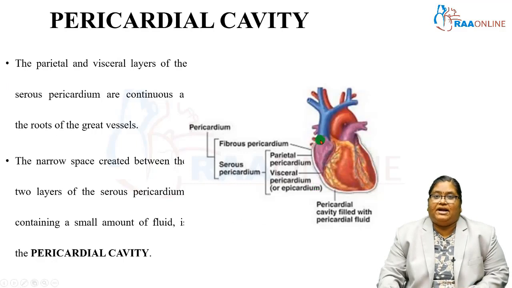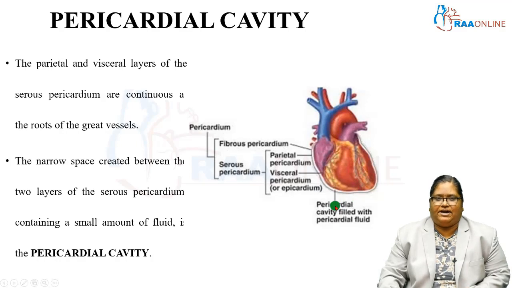What is the pericardial cavity? The parietal and the visceral layers of the serous pericardium are continuous at the root of the great vessels. The narrow space that is created between these two layers of the serous pericardium contains a very small amount of fluid, and this cavity is known as what? The pericardial cavity. So the pericardial cavity is situated between the two layers of the serous pericardium, that is, in between the parietal pericardium and the visceral pericardium.